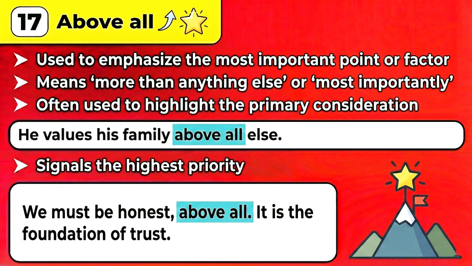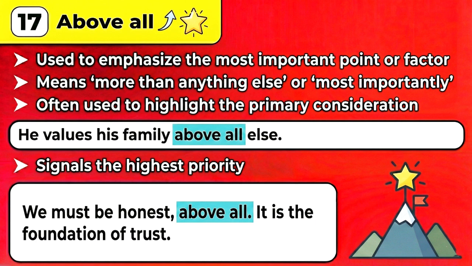Word number 17 is above all. Above all is used to emphasize the most important point. It means more than anything else or most importantly. For example, he values his family above all else. Another example is, we must be honest. Above all, it is the foundation of trust.